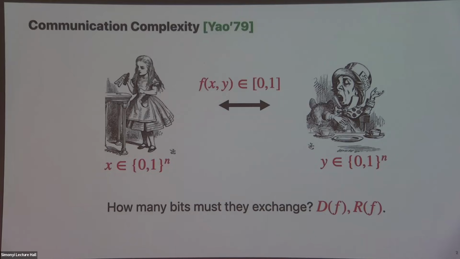And this gave rise to these two fundamental measures of complexity of a function, D(f) and R(f), which are respectively the minimum number of bits that must be exchanged in the course of any deterministic protocol for f and randomized protocol for f. Now, this model has been a tremendous success.